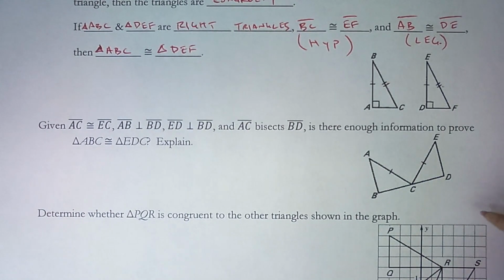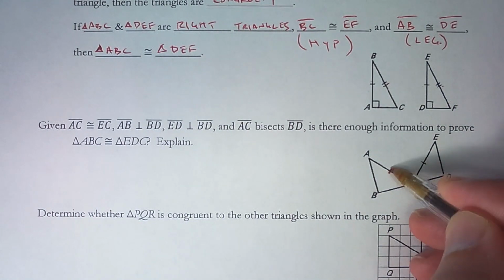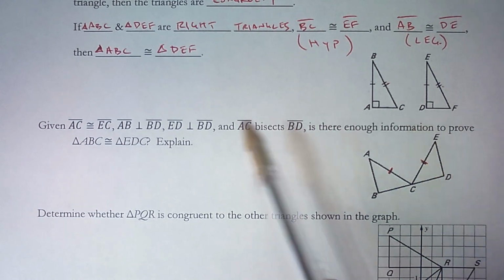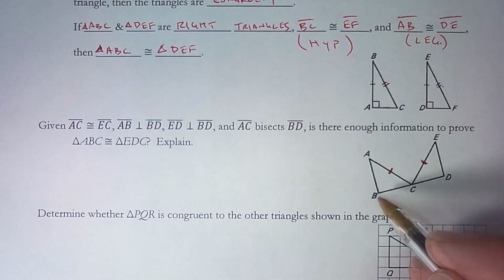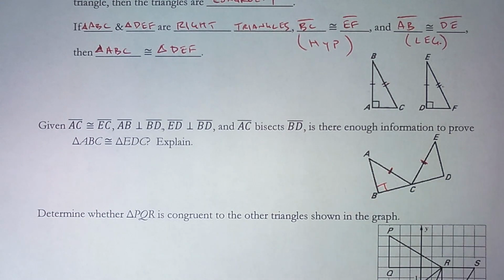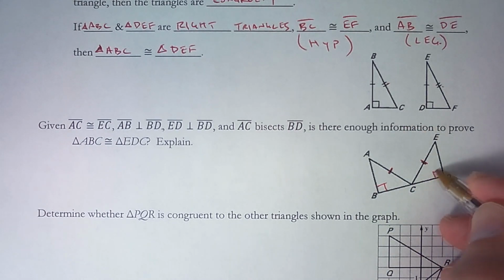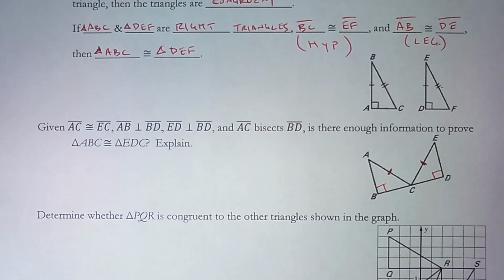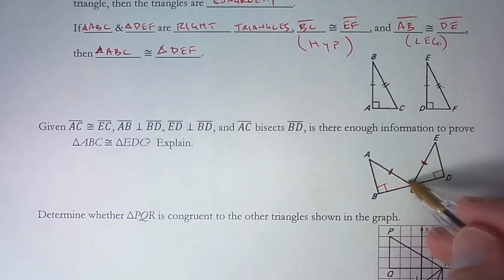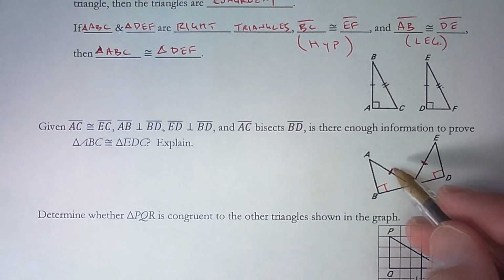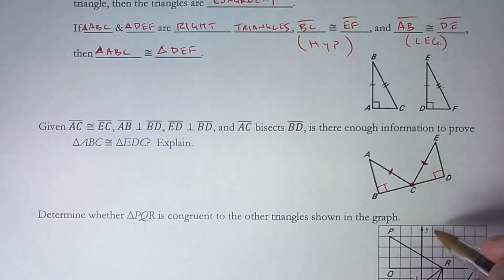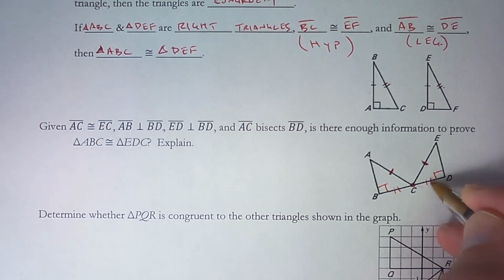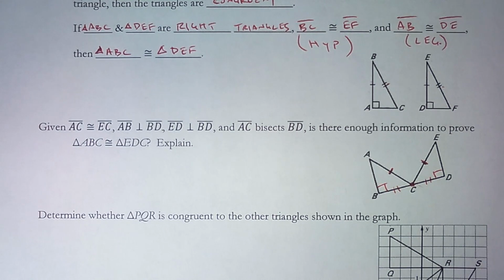So here we're given that segments AC and EC are congruent. That's already marked for us. Segments AB and BD are perpendicular, so they form a right angle. Segments ED and BD are perpendicular, so they form a right angle. And segment AC bisects segment BD, so AC cuts BD in half. That means this right here is the midpoint, so BC and DC are congruent segments.